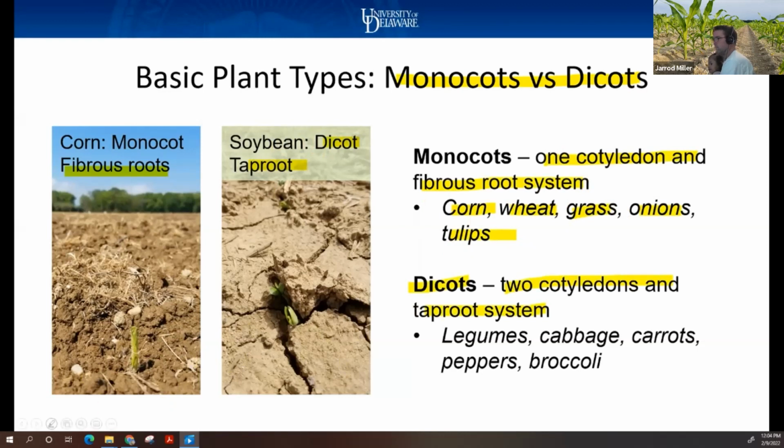So if you've seen tillage radish, it's one of our more famous things that have a taproot because it's so large versus soybean. But if you pulled a soybean out of the ground, you have seen at the base of it more of a taproot with some fibrous roots coming off versus corn, which is going to be very fibrous. So legumes, cabbage, carrots, peppers, broccoli, they're all dicots. And so here's when we have pictures of soybeans, you'll see it more clearly. These two cotyledons coming off of here. That's the difference between these. So corn is a monocot, soybeans a dicot, and of course our small grains and grasses are all monocots.